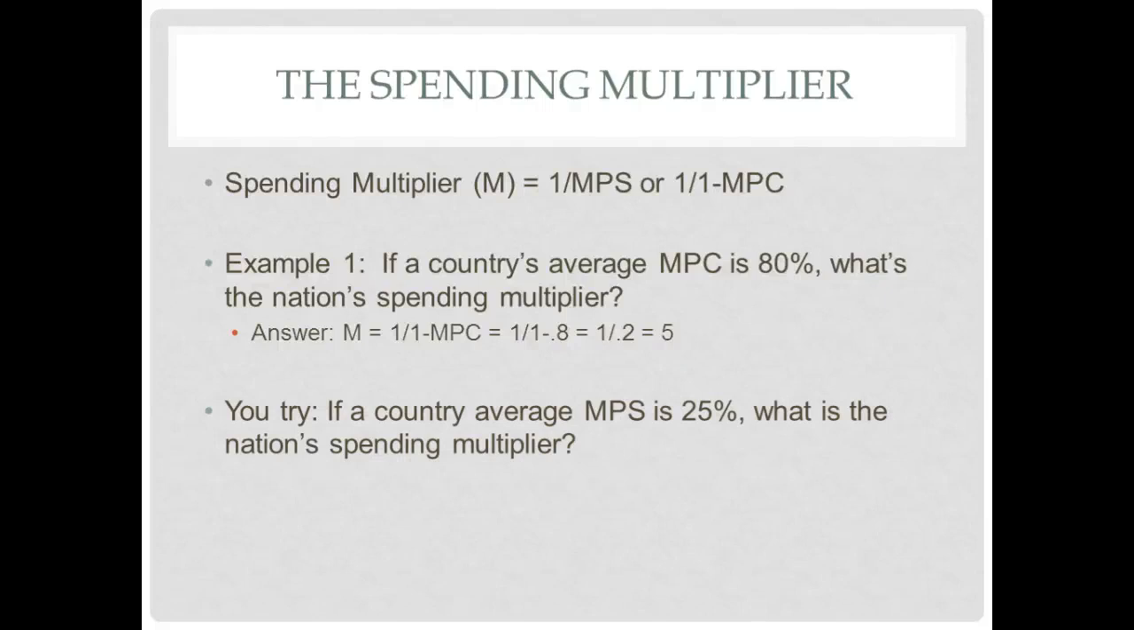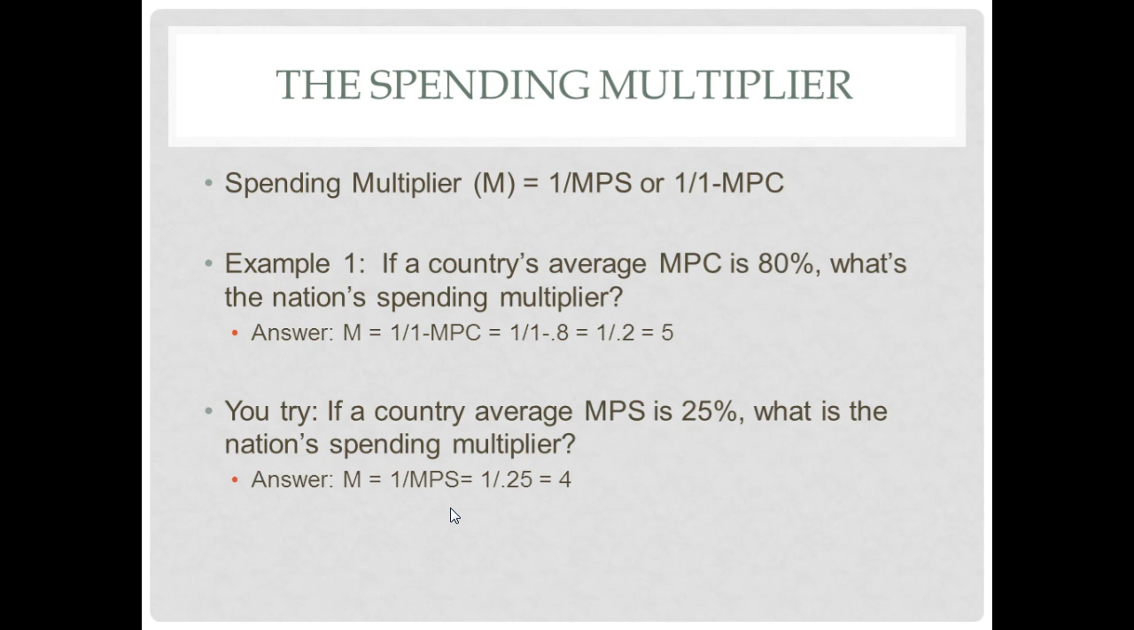Now let's try it. Try to find the multiplier of a country whose MPS is 25%. Stop the recording, try the problem, and then keep going. Okay, our MPS is 25%. So how much is our multiplier? Well, remember the formula is either 1 over 1 minus the MPC, like in our last question, or 1 over the MPS. Here is our 1 over the MPS right here. So that equals 1 over 0.25, which is equal to 4. So in this case, our multiplier is 4.